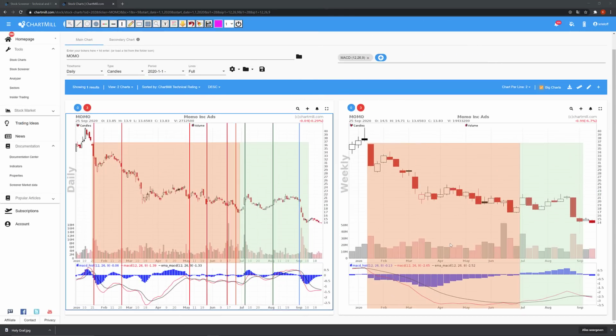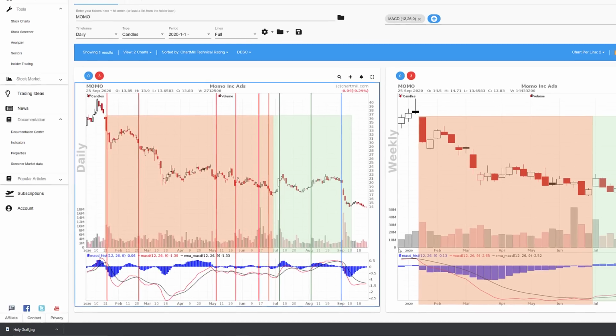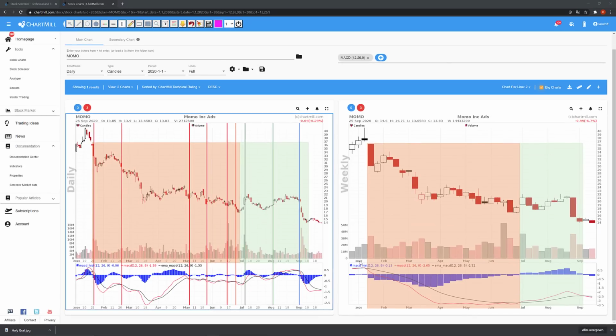The first way to exclude false signals is to use the MACD indicator as a trend indicator on a higher time frame. Once again, we use the ticker Momo as an example, but this time we plotted the daily and weekly chart next to each other. Both charts start at the beginning of 2020, and in both charts we have put the MACD indicator below the price.